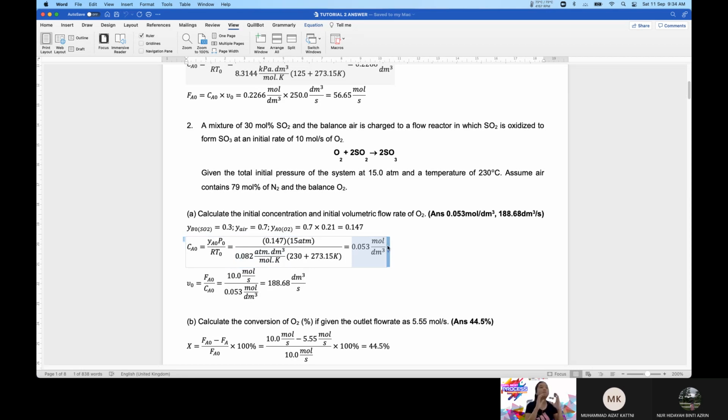Since my pressure unit is cancelled and my temperature unit is cancelled, I'm left with mole per dm cube. So naturally mole per dm cube is concentration, mole per volume concentration. So done. Most likely your answer is correct, your equation is correct.